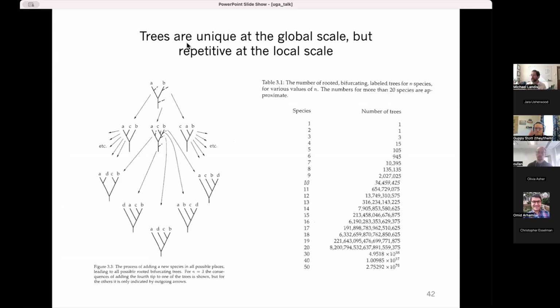One thing about phylogenies is that tree space is vast. So when you start getting into, let's say, trees with just 20 taxa, 20 tips at the ends.